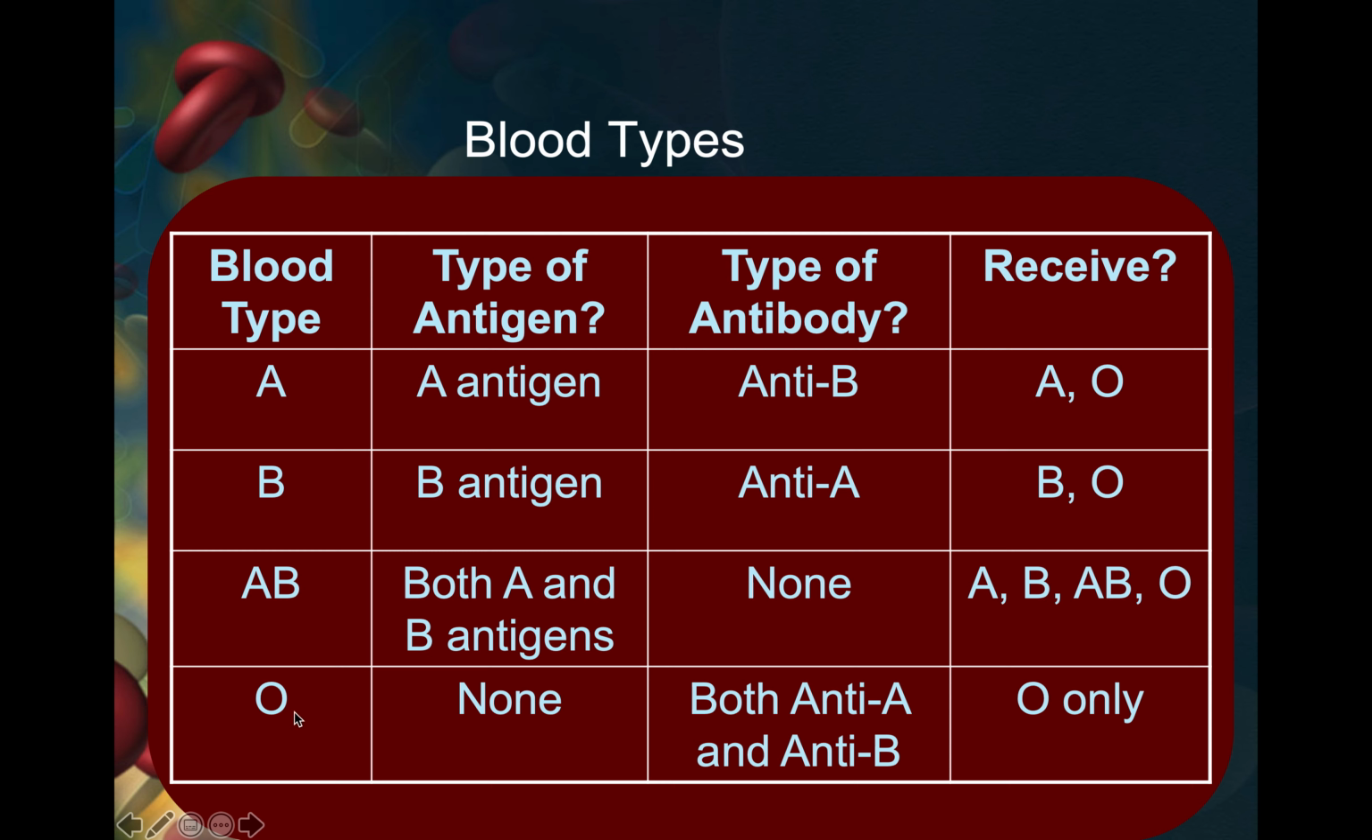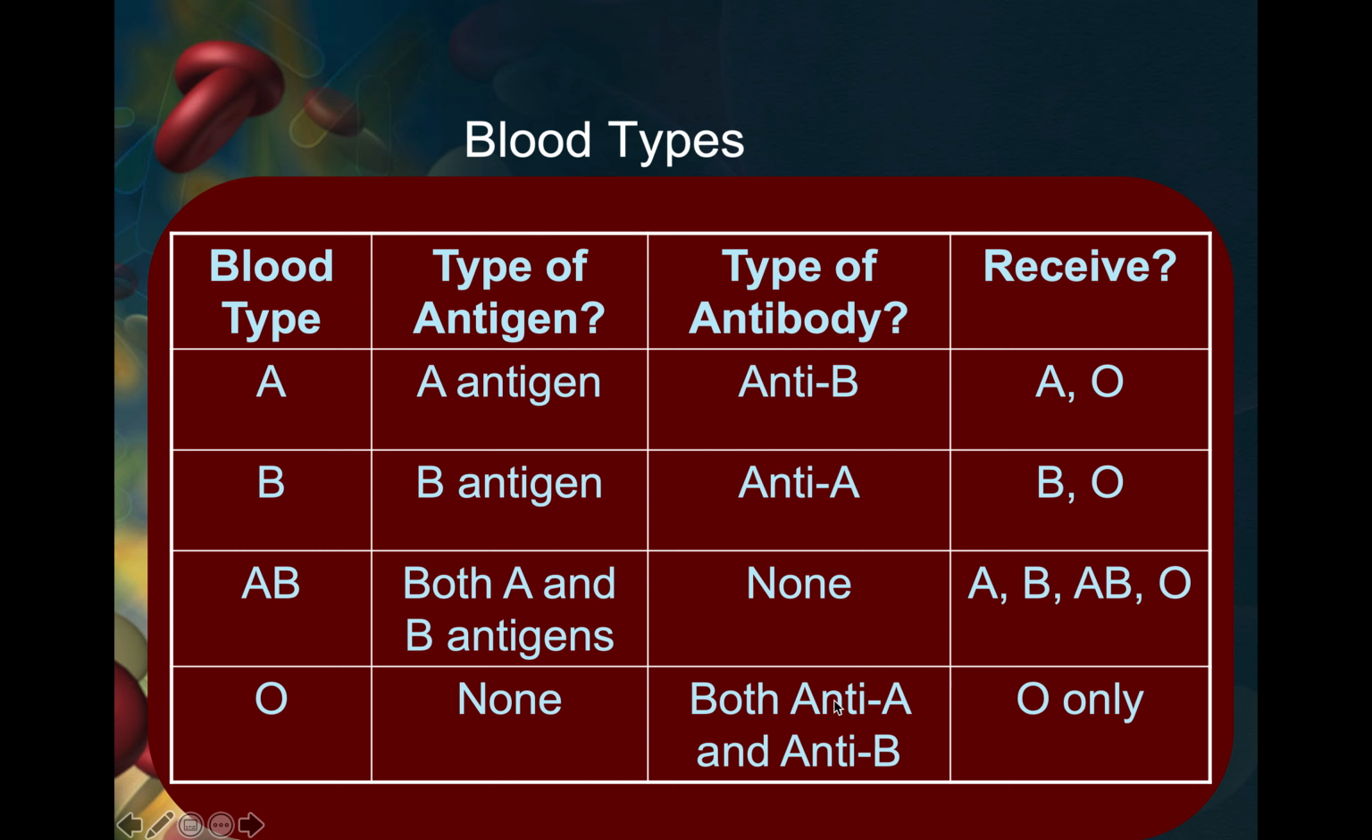Now, type O has none of the antigens. It has no surface proteins. So therefore, it's just kind of like this neutral blood cell that has no surface proteins to identify it. So it produces both of those antibodies. So yeah, if you have type O blood, you've got to get type O blood. That is your only option. You cannot receive blood from any other of these blood types.